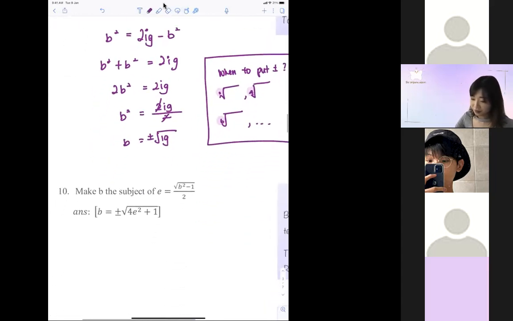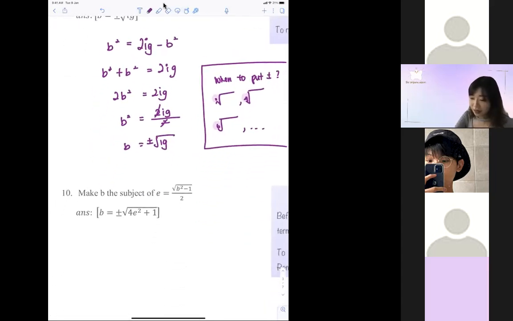Great. All right. So same thing. Now you have fraction, you have square root. So one by one. First thing, when you see fraction, you don't want the fraction, you cross multiply. 2e is equals to square root. Your subject is inside the square root, so you don't want the square root, you square both sides.